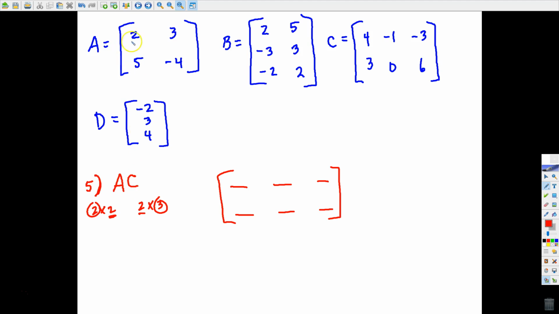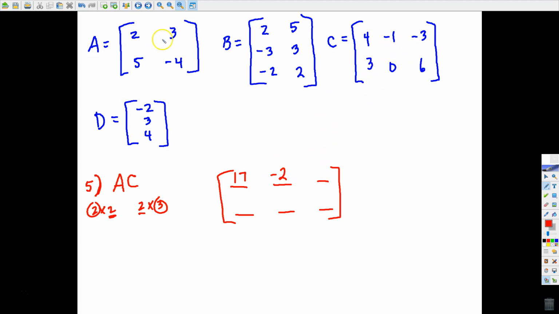And when I multiply these together, remember it's row times column. So to get row 1, column 1 of my answer, I'm going to use row 1 times column 1 from these matrices. 2 times 4 is 8, plus 3 times 3, which is 9, and you add those together and you get 17. Okay, to get row 1, column 2, use row 1 times column 2. So you're going to do 2 times negative 1, which is negative 2, plus 3 times 0, which is 0. Negative 2 plus 0 is negative 2.